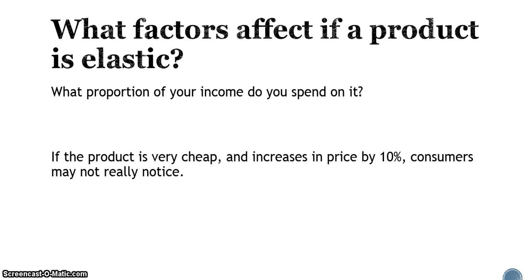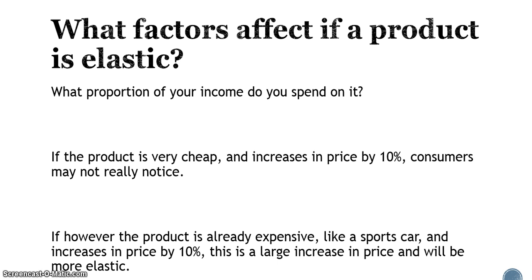For example, every day if you go to Nero or Costa and you buy a coffee for like £2.30, that's a small part of your income. You barely even think about it. So if they change the price from £2.30 to £2.40, you probably don't really notice most of the time. Therefore, it's inelastic. You just keep buying it anyway. However, if it's a really expensive item, like buying a sports car, and it was already £50,000, and then suddenly it goes up to 55 or 60 grand, that is a big amount of extra money that's being put on top. So it's going to make it more elastic.